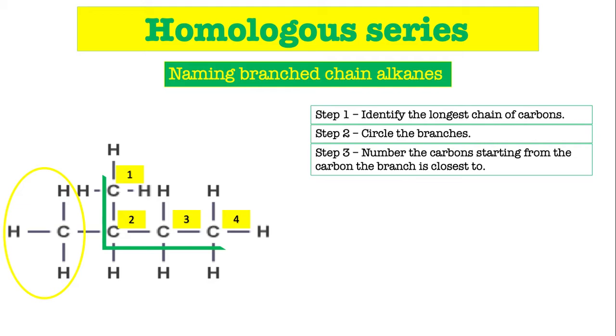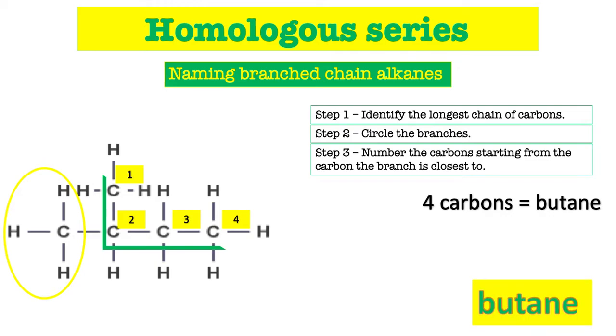When it comes to naming branched chain alkanes, I start naming it from the end of the name, and I'll show you why I do that. It just makes it a lot easier. So the first thing I would do is count how many carbons you've got in that long chain. You've got 4. 4 carbons equals butane, so the end of the name would be butane.